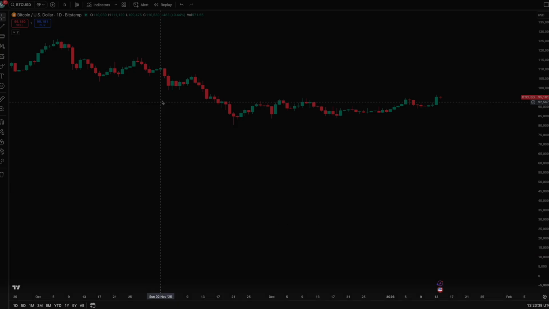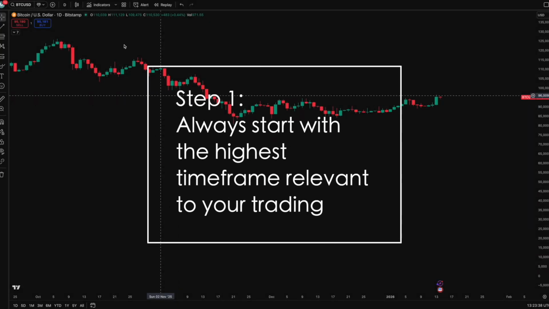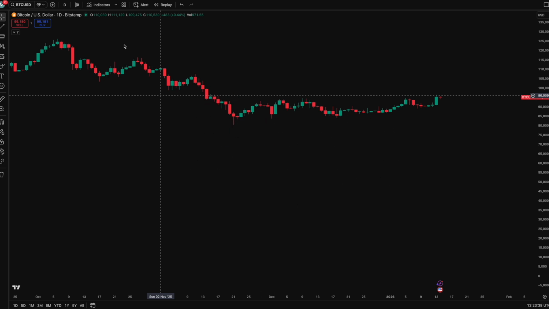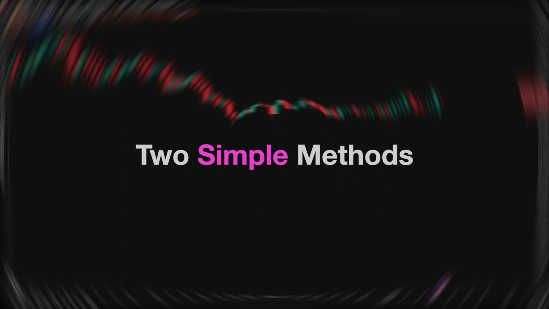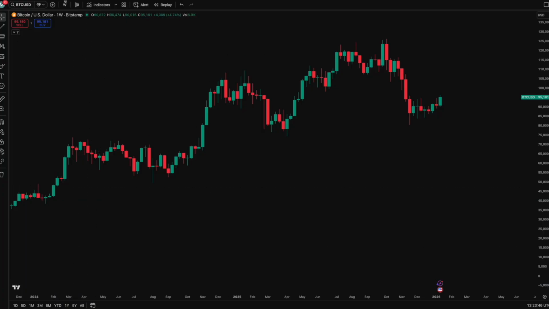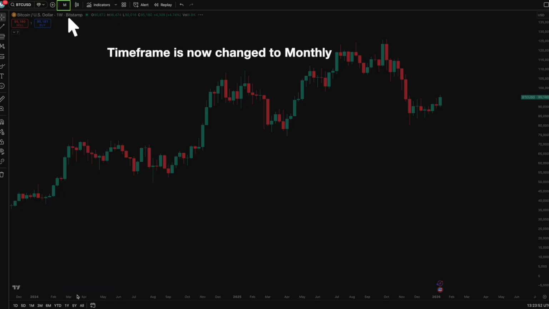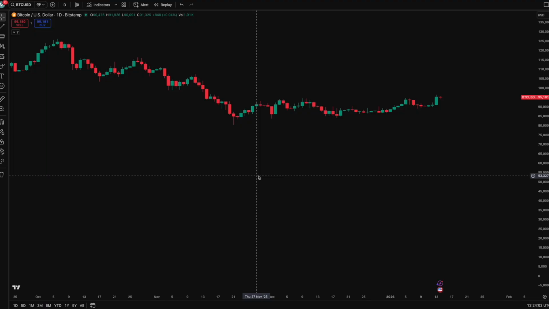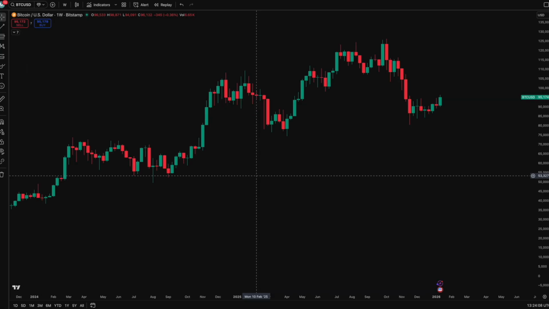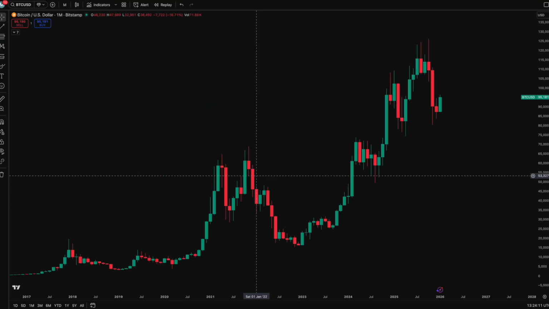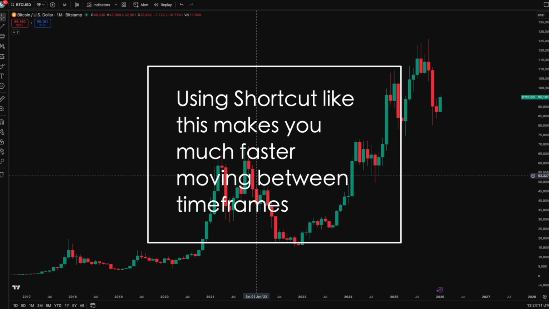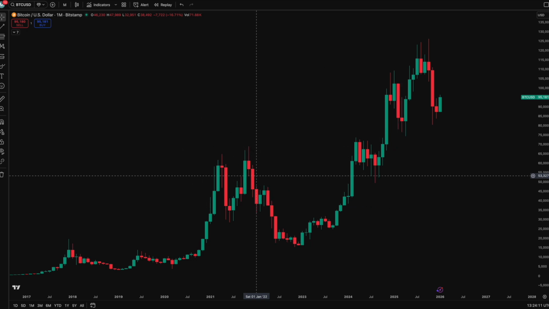Step 1. Always start from the highest time frame relevant to your trading. To move to a higher time frame, there are 2 simple methods. First, you can click the time frame selector at the top of the chart and choose the time frame you want. Alternatively, you can use the keyboard. For example, if you want to switch to the 1-week time frame, type 1W. If you want to switch to the monthly time frame, type 1M. Using shortcuts like this makes it much faster to move between time frames when you're analyzing the market.